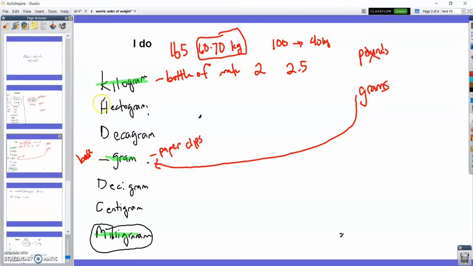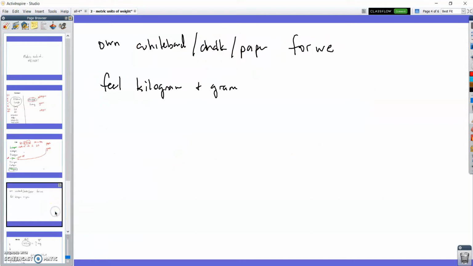So those are the main ones you're going to see: kilograms, grams, milligrams. But I do want to take some time and show you how to convert them. But you're going to see that it's very similar to before.